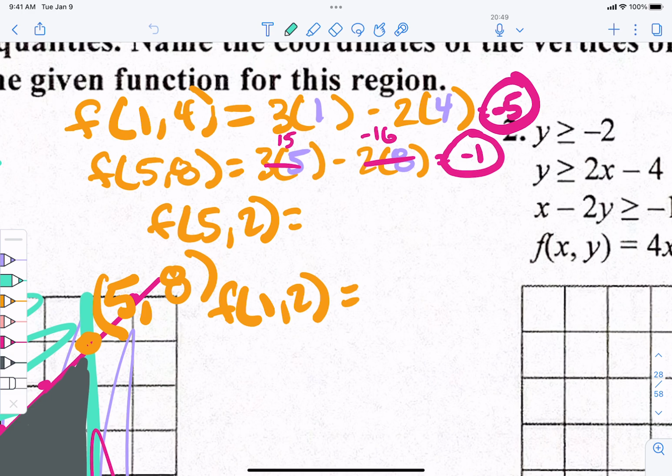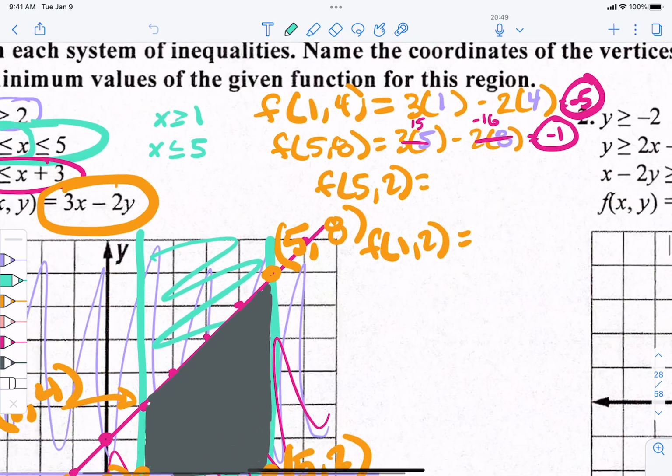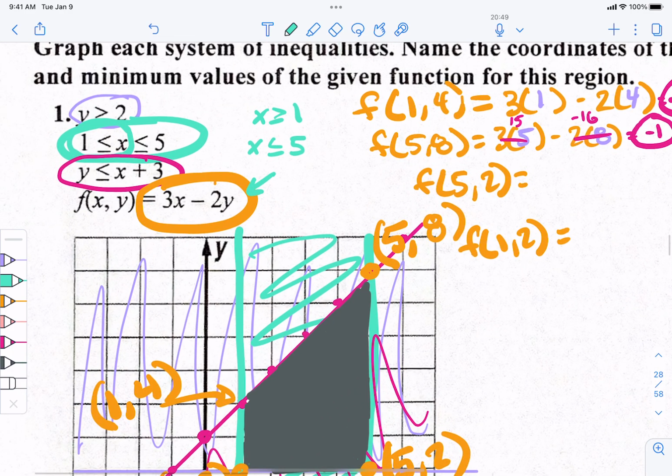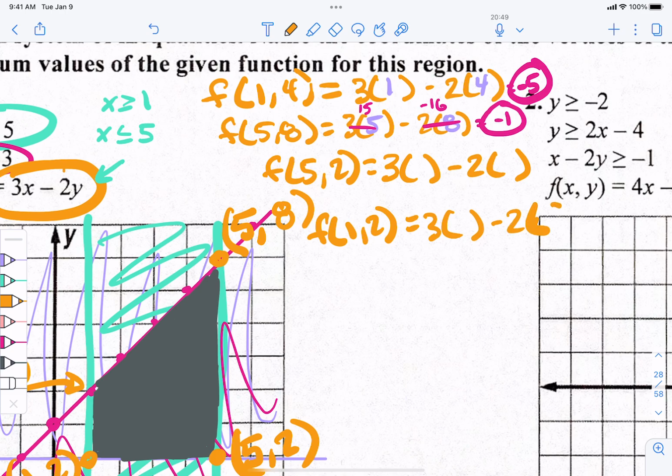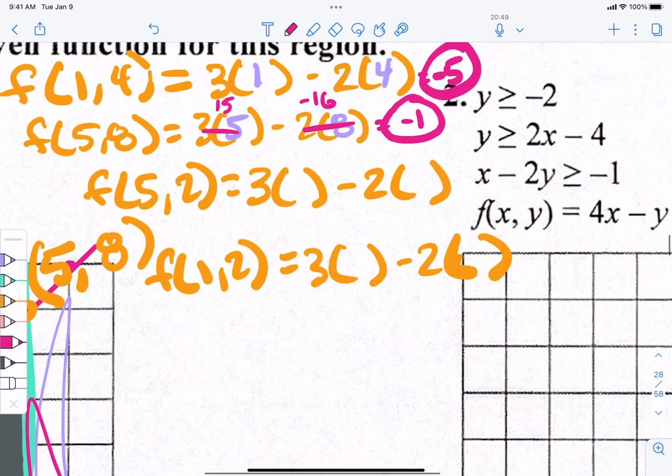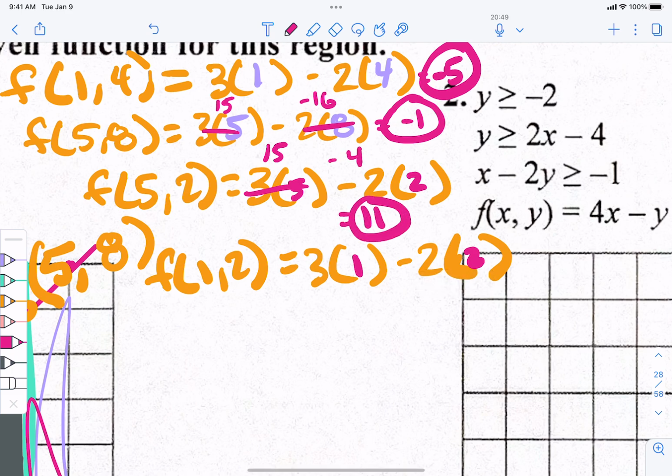We have to plug the last 2 vertices into our profit equation right here. Did you guys get this plugged in? Yeah. 3x minus 2y. So my numbers were 5 and 2 and 1 and 2. If you do 5 and 2, 3 times 5 is 15 minus 4. 15 minus 4 is 11. That's my maximum at this point.